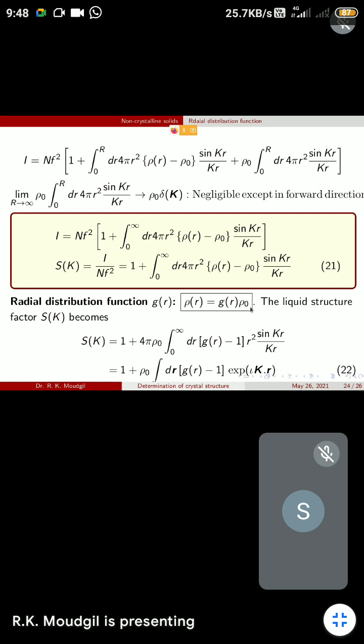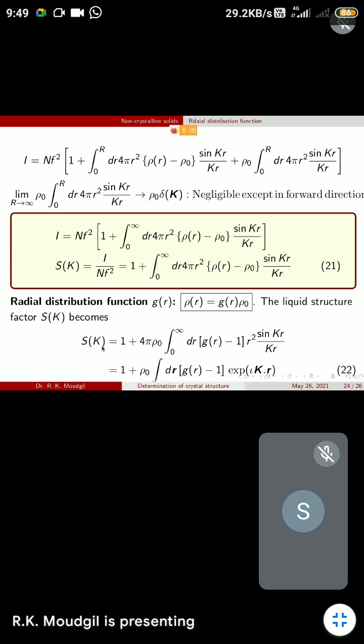that is, a non-crystalline solid. So you substitute this rho(r) in terms of g(r). Therefore the liquid structure factor, if this is a liquid or amorphous material, becomes S(k) equal to 1 plus 4 pi rho naught, which we take common and take out, integral from 0 to infinity. So we have substituted this rho(r) in terms of g(r), and we get this relation. By definition, this g(r) has spherical symmetry, that is, it depends only on the magnitude of r.